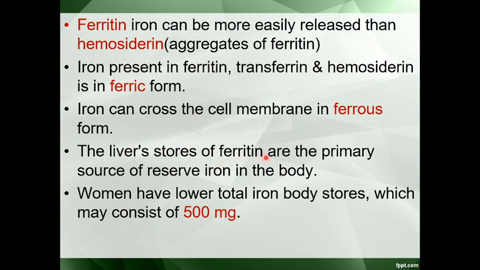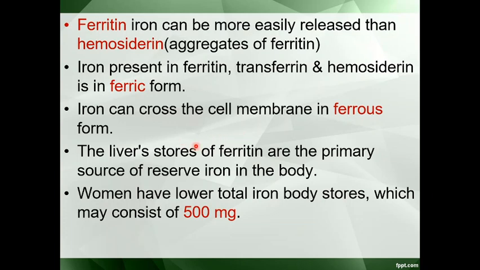Liver stores of ferritin are the primary source of reserve iron in the body. Women have lower total iron body stores, which may consist of 500 milligrams of iron.